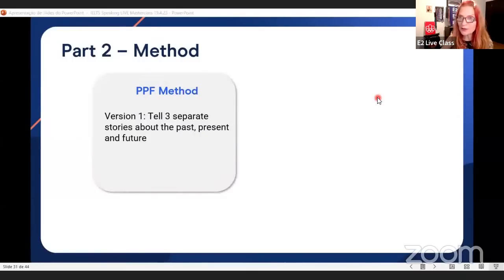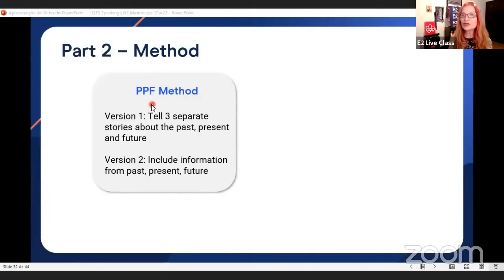There are 2 methods, okay? The first one is the PPF method, which is past, present, and future. Why do I encourage students to use this method and to learn how to apply it? Because you show the examiner that you're competent with the 3 major verb tenses, and you transition from past to present to future. This transition and change of verb tenses is really ideal for scoring, because you show your competence, which is an important skill in speaking.